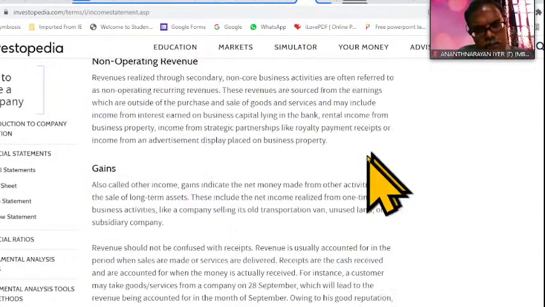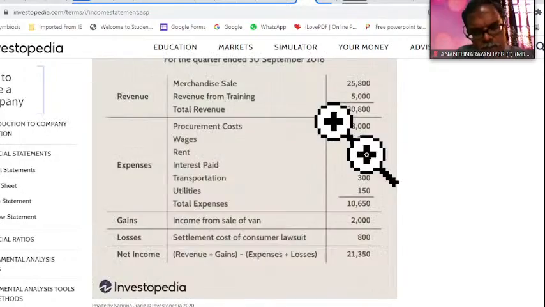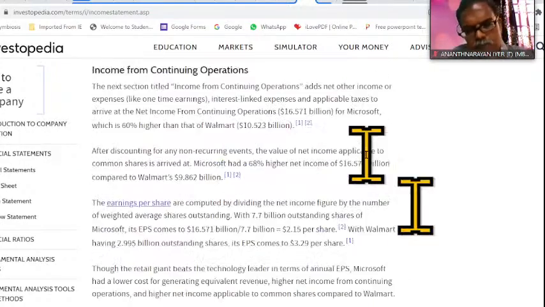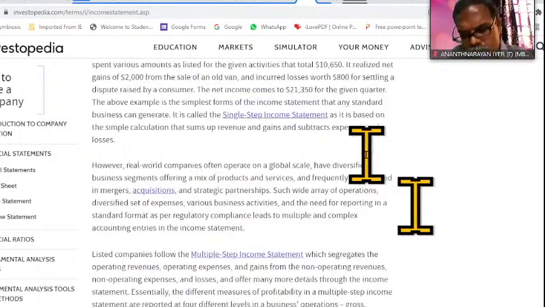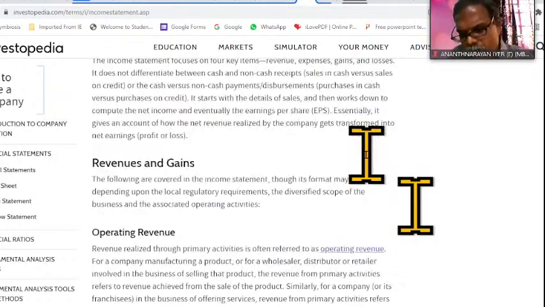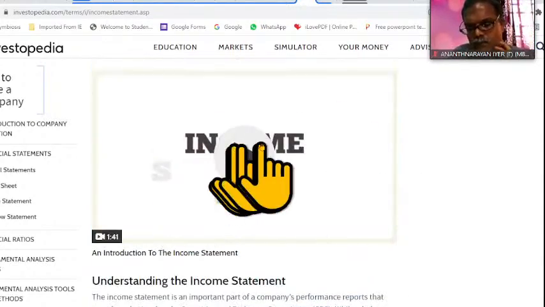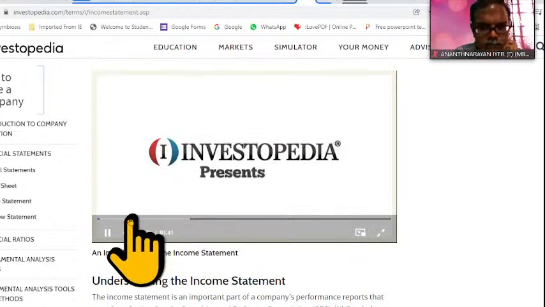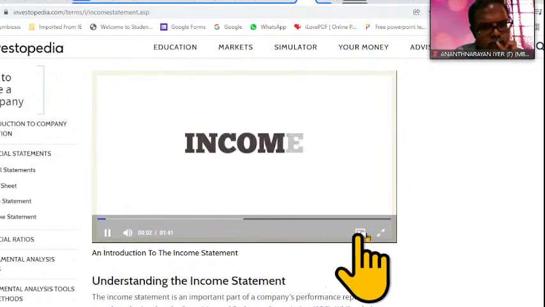So here also we'll see a small video which will clear your doubts, right? So this website, in fact, you can also refer to this Investopedia. It's a wonderful website, particularly for our subject, because plenty of terms are explained through videos also.